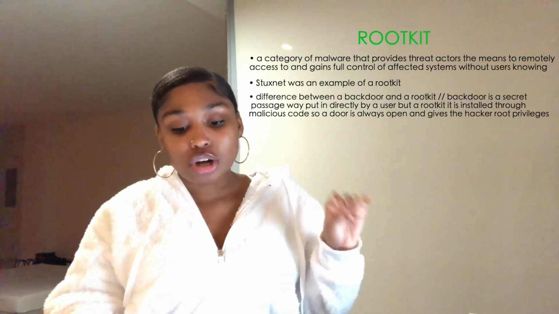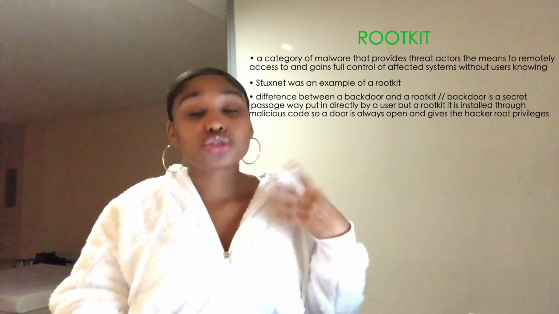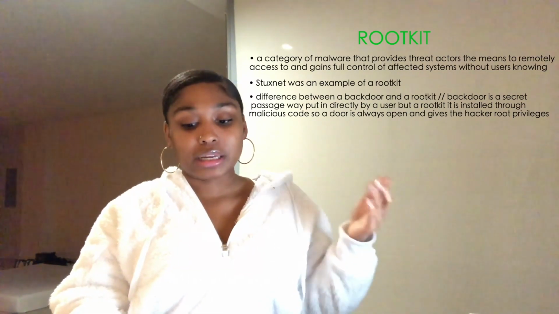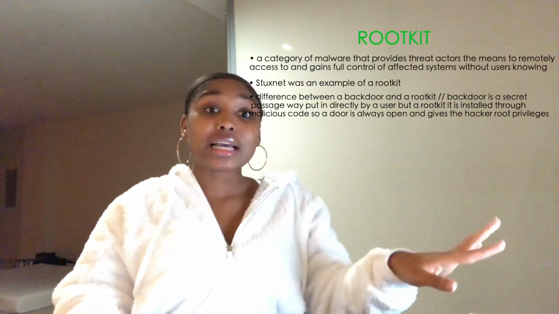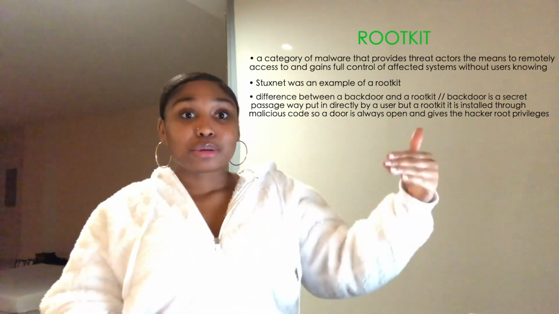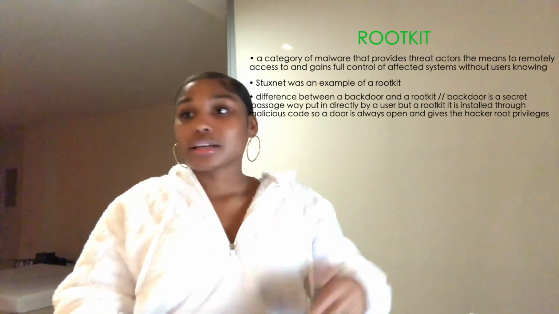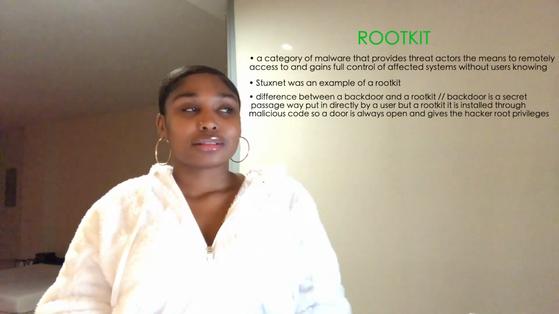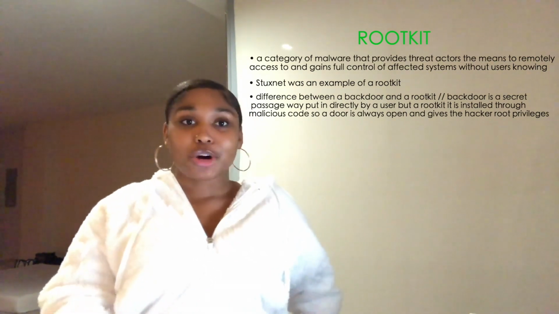A rootkit is installed through malicious code, so the door is always open and gives the hacker root privileges. Once they get in and that door is open, that code is going to elevate their privileges so they can go in and delete stuff, they can see stuff, they can cause nuclear bombs to go off.